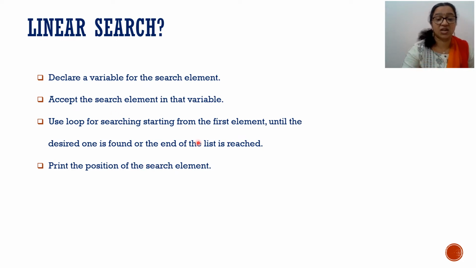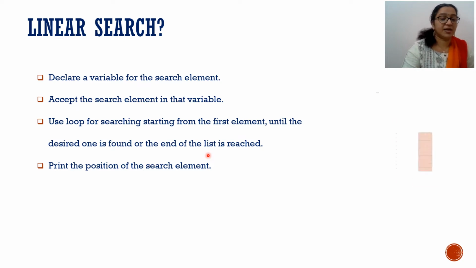Linear, a sequential way. One by one, we are moving and checking whether the search value is there in the array or not. Is it in the first position? Is it in the second position? Is it in the third position? Like that, we move on checking from the first onwards. If we find it, we can print the position of that element. That is called linear search, or we can say sequential search.